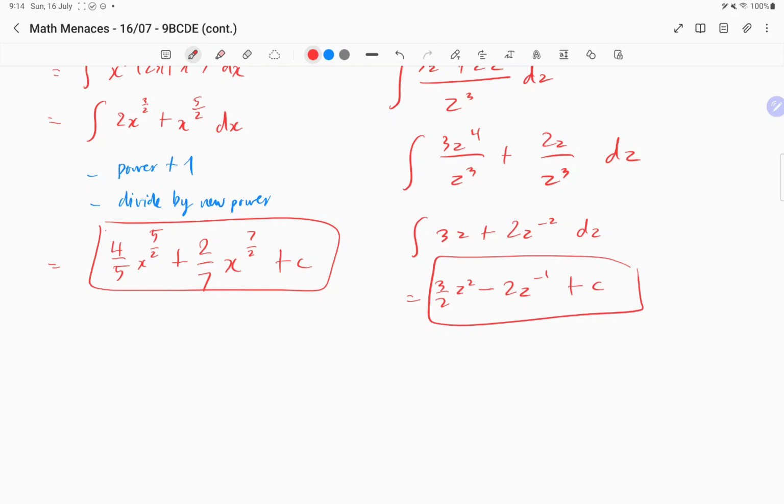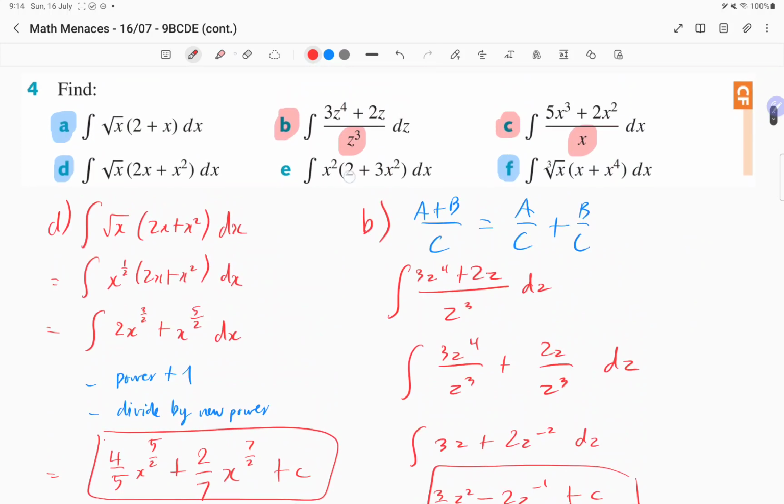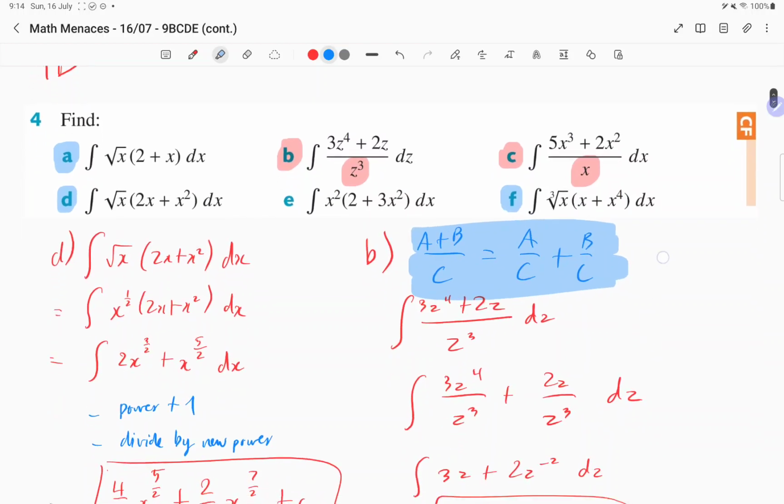Okay, that's it. So this question is only difficult if you don't know this main technique here to split up the fraction. Because if you don't know how to split up the fractions, you won't be able to simplify it into a standard form. This is a standard form. You can just antiderive each term separately. So that's what you need to watch out for in question 4.